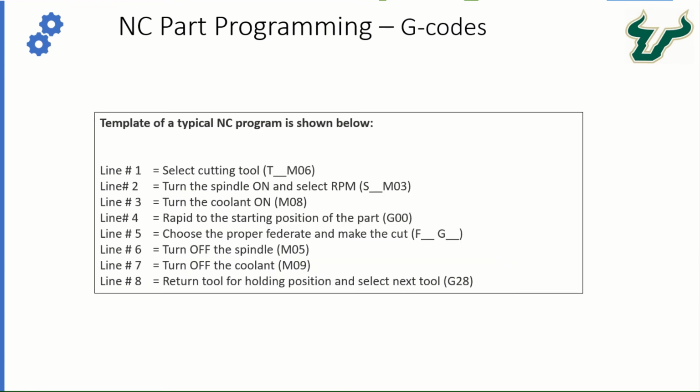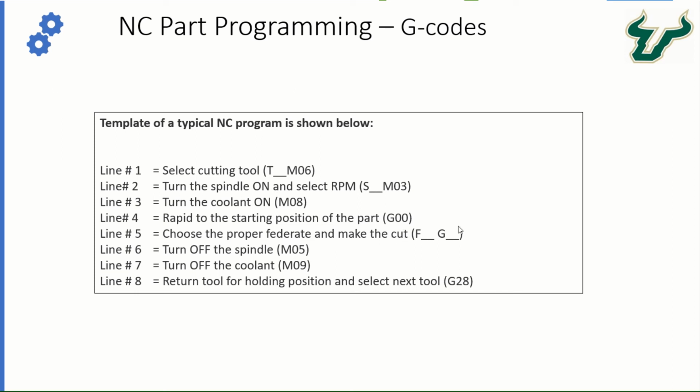Now let's take a look at the template of a typical NC program. Typically you start off with a selection of the cutting tool with a T command and then M06. Then the next line could be to turn the spindle on and select the RPM, then turn the coolant on, then rapid to start the positioning of the part, which is G00, then choose the proper feed rate, and make the cut.